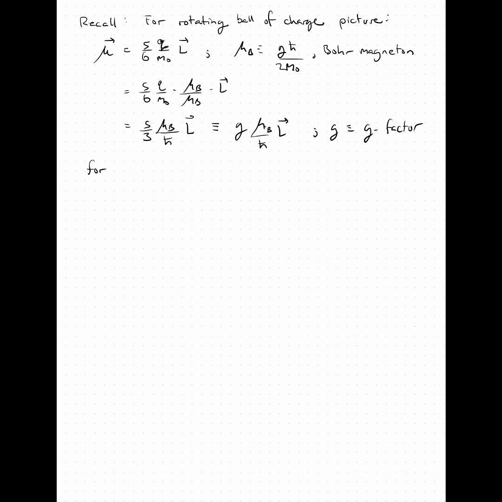So an example is for an electron moving in an orbit. We call that mu is Q over 2m naught times L. And if we write this in terms of the Bohr magneton, we find that g must be equal to 1 in this case. Okay? And it's a different value for the intrinsic spin of an electron.